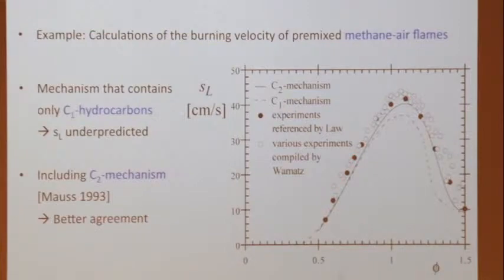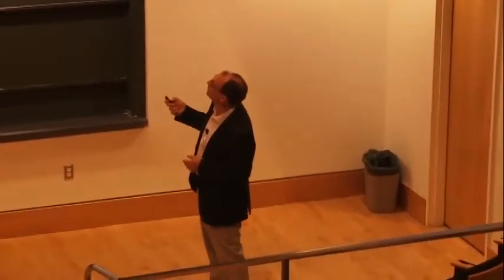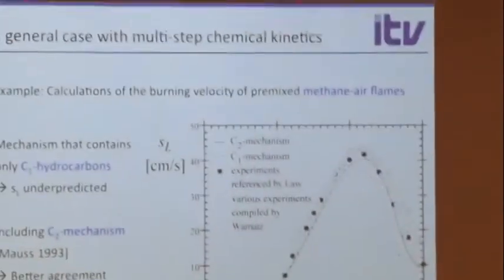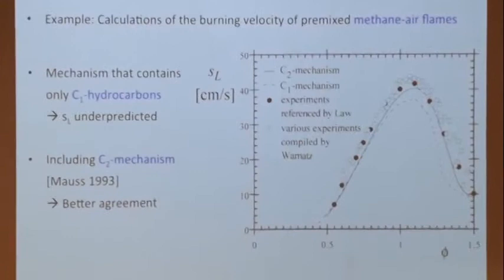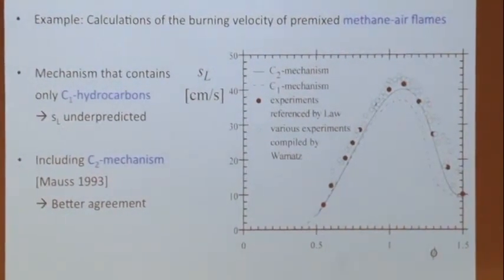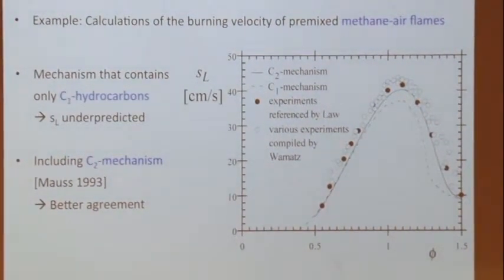These are experiments here. Oh, this here is by Professor Law, actually, you see. Experiments, and then there are 2 different simulations. One just using all the C1 species for methane, no C2 species. And then one uses also C2 species, and you see that's more accurate. Which kind of tells us that the C2 species are important for getting the burning velocity right. We'll see later on why that is.